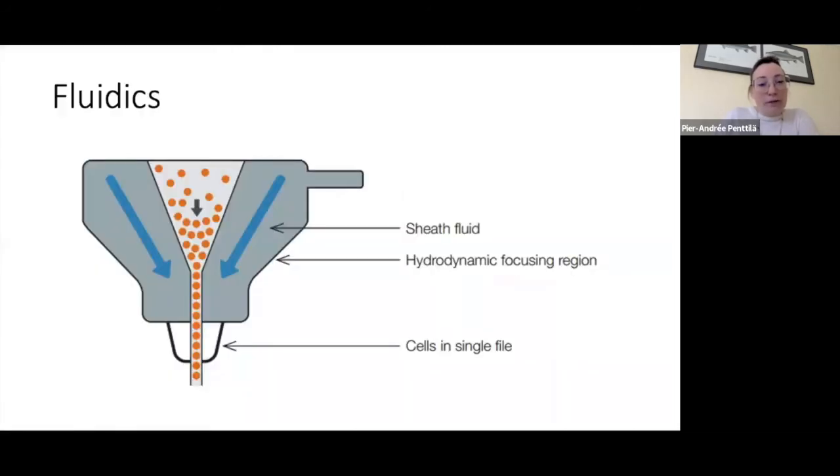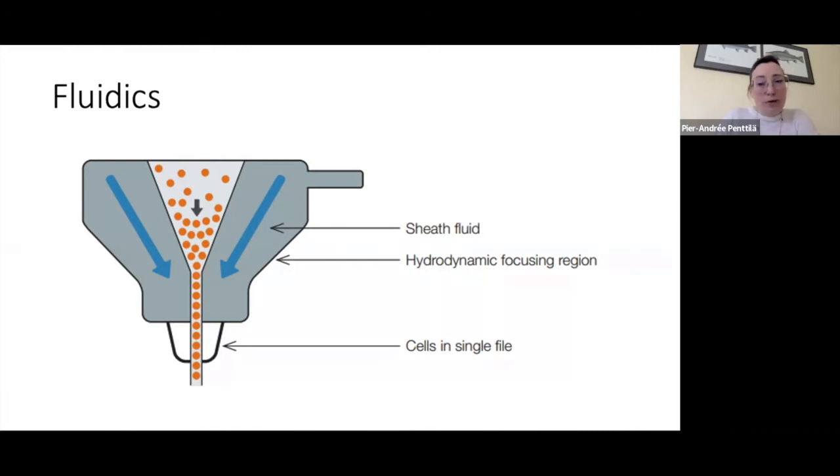One of the more fundamental aspects of a flow cytometer, and more specifically in the context of a cell sorter, is the aspect of the fluidics of the system. And this is very, very important in the proper functioning of a cell sorter. So the fluidics system consists of a central core through which a sample fluid is injected. And this is enclosed by an outer sheath fluid, typically a saline solution.